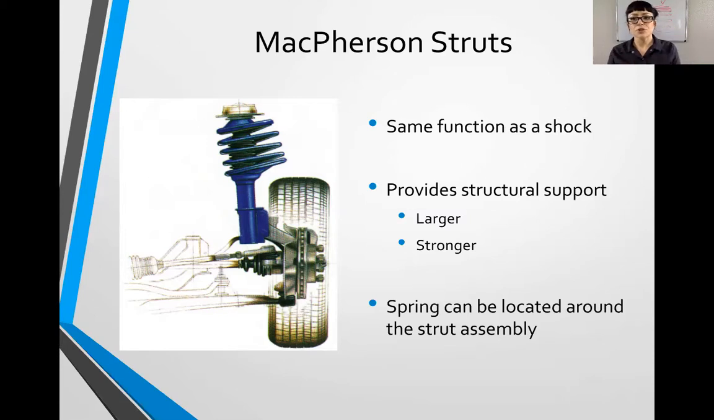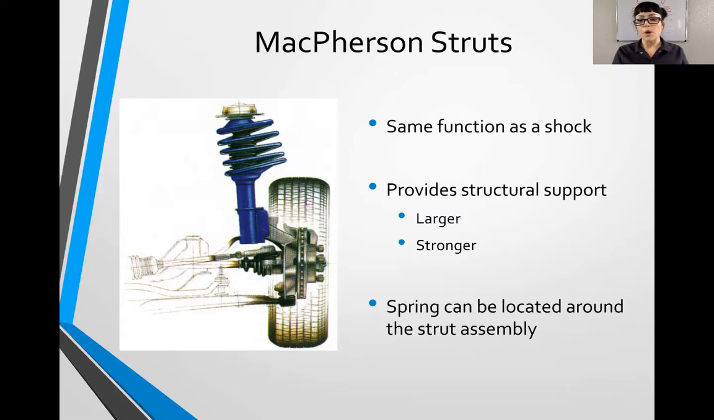A McPherson strut also needs to provide some sort of support, and here's why. The type of suspension design, which I'll talk about in a few slides here, requires extra support up at the top. The reason for this is it has no upper control arm. I'm moving a little bit ahead in saying that. I'll talk about control arms here in a few slides. But know right now that McPherson struts provide extra support, and I'll explain why in a few.